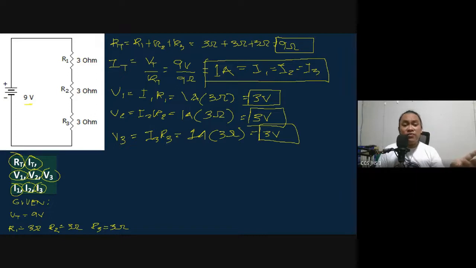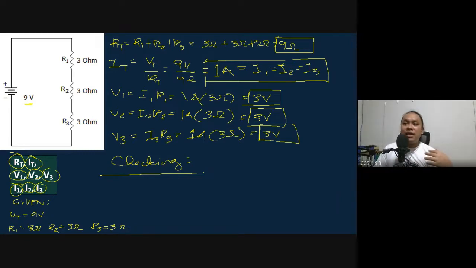Now that you're done solving for the missing parameters, we are not yet finished. In order for us to make sure that our answers are correct, we have to do the checking. When it comes to checking, you can use any given parameters from the problem. You can use the total voltage, R sub 1, R sub 2, and R sub 3. And you can also use any formulas available.